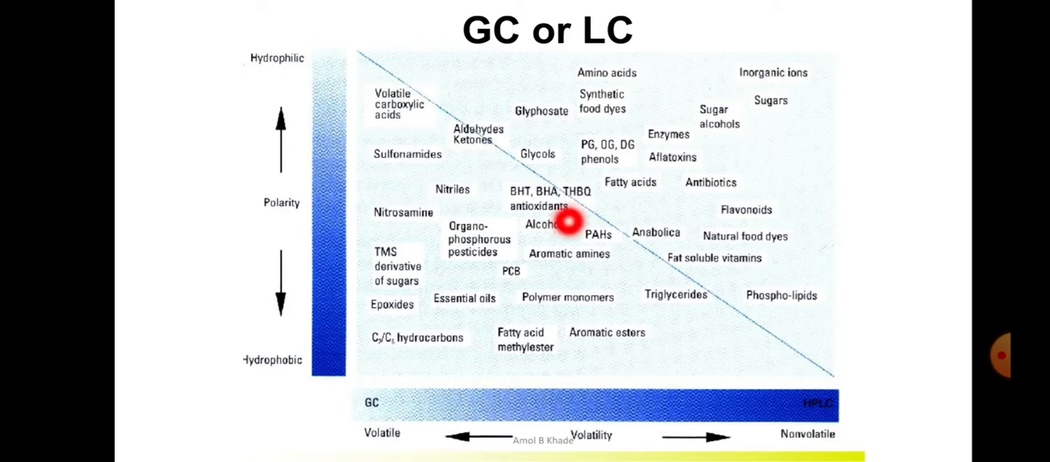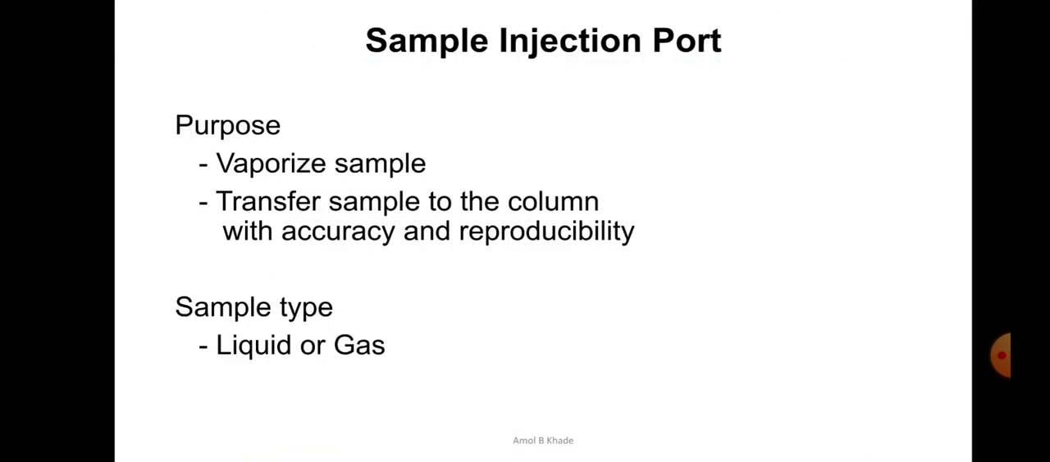If you have samples on the other side which are relatively hydrophobic and volatile in nature, like TMS derivatives, essential oils, nitriles, nitrosamines, those substances which can be easily evaporated, you can better go for the gas chromatographic technique. So this is a rough idea of whether to go for GC or LC, again based on the volatility and on whether the sample is hydrophilic or hydrophobic.